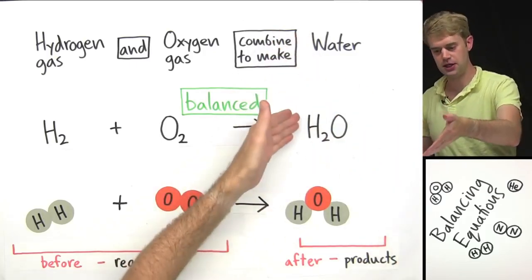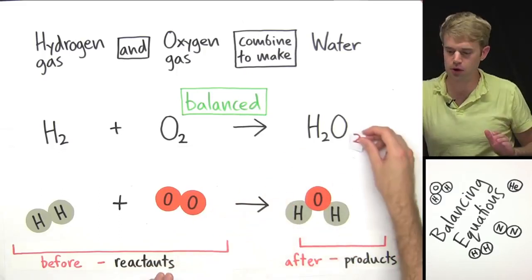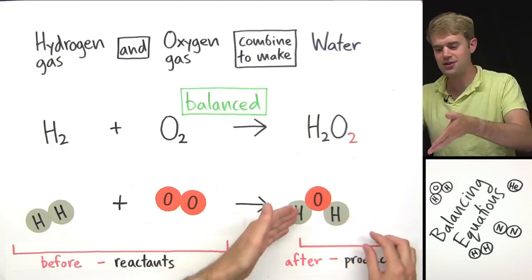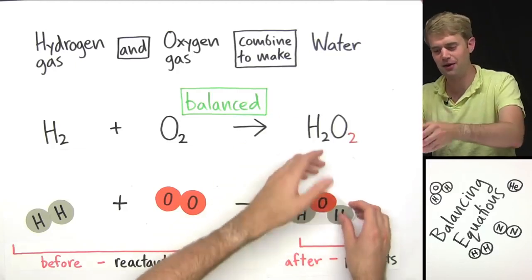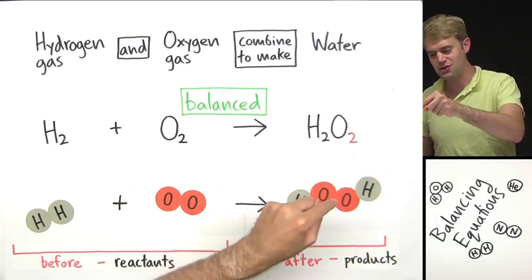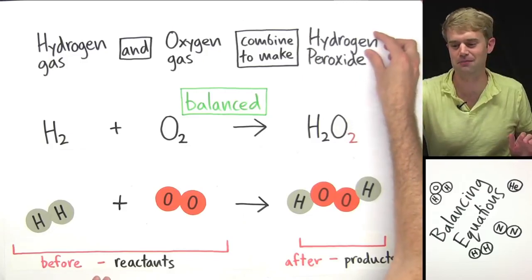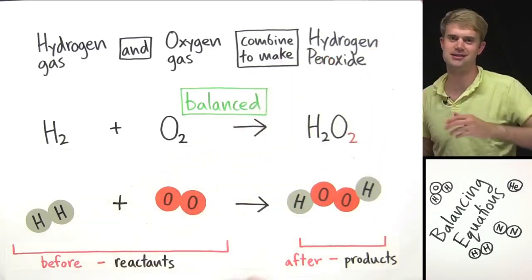In this equation, we're talking about water. Its formula is H2O, and this is what a water molecule looks like. If you put a 2 here, we're not talking about water anymore. We're not talking about H2O anymore. We're talking about a molecule like this with 2 oxygens and 2 hydrogens. This isn't water. This is now a compound called hydrogen peroxide.